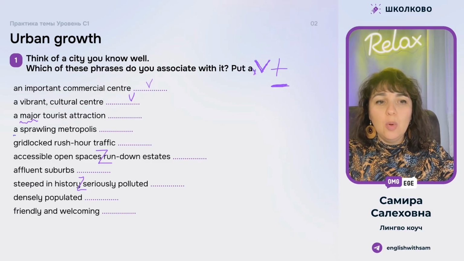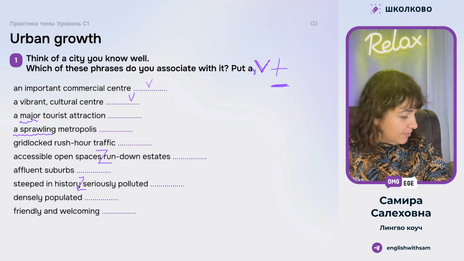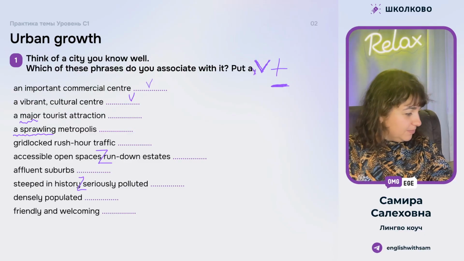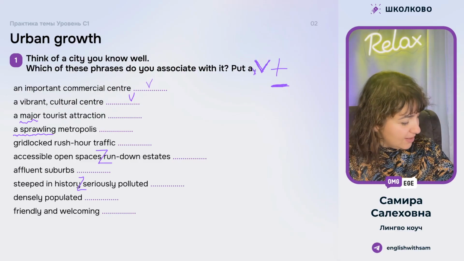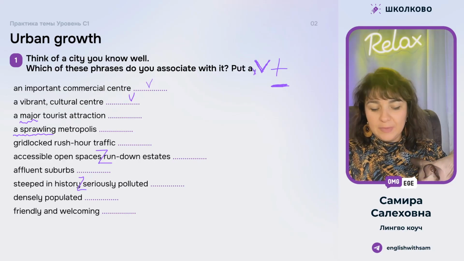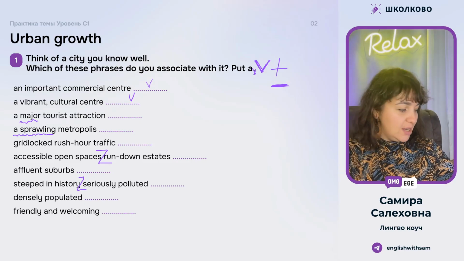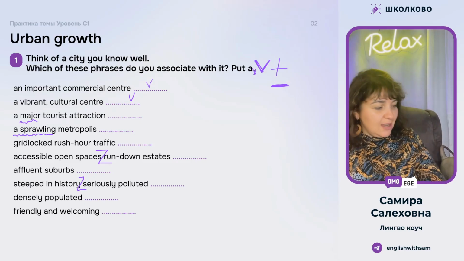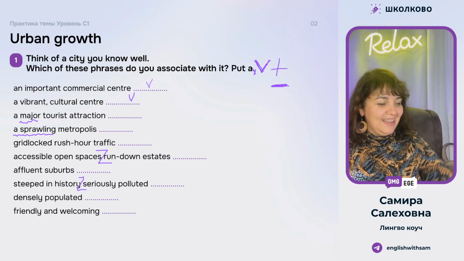A sprawling metropolis. Of course, I have my little helper. Lyonya is here with us today. Okay, so what about a sprawling? Разрастающийся, да, распространяющийся. So Lyonya has changed his mind.